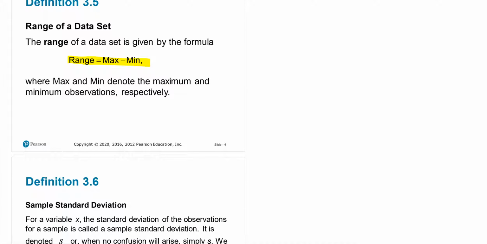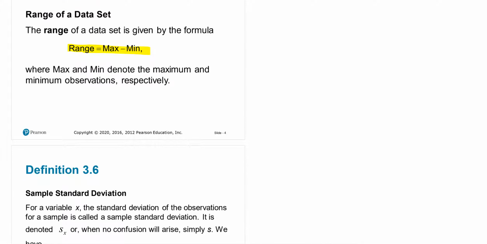The next one is the standard deviation, or we call it the sample standard deviation specifically. We use a small s to abbreviate the sample standard deviation. So s is the sample standard deviation. What is standard deviation? It talks about the spread of the data, or the variation.